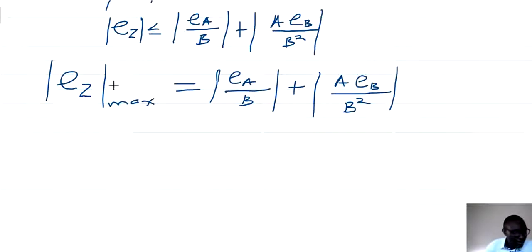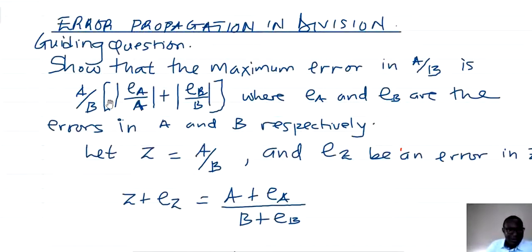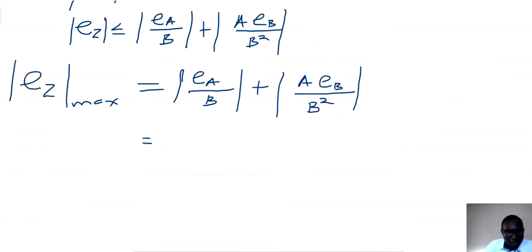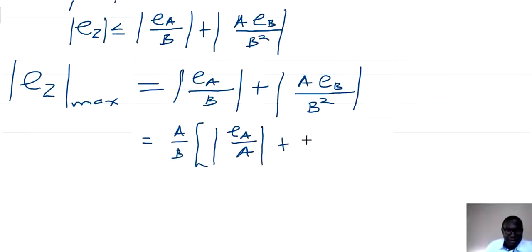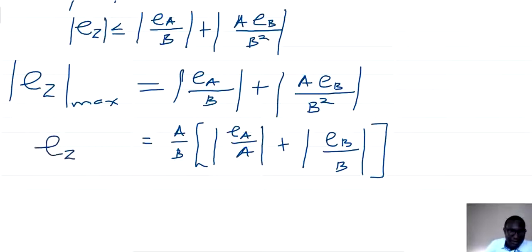So the next thing here is I'm going to pull out A over B to get this here. Okay, so I'm going to pull out A over B. So A over B out, A all over B, this into brackets shall have here error A divided by capital A plus, A over B is out, so we remain with magnitude of error B divided by B. So this is E max.